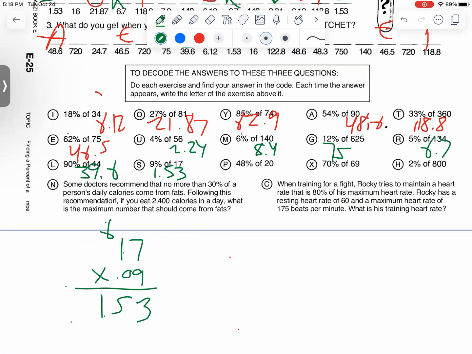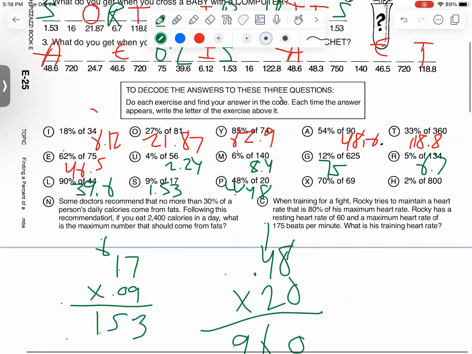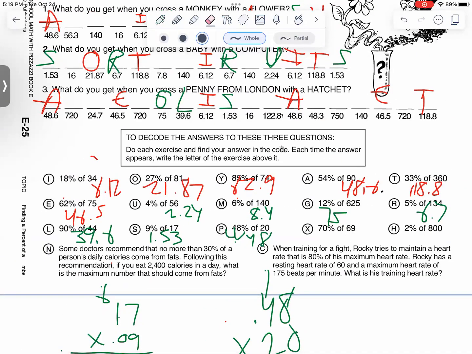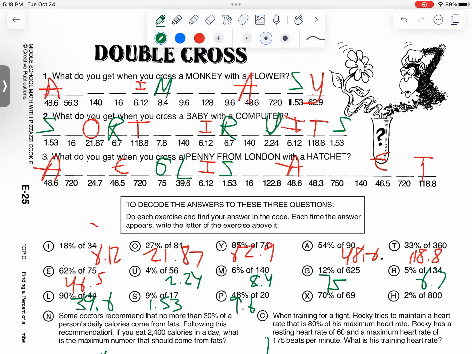Next one, we have 48% of 20. Okay, so that's 0.48. I'm going to put the 0.48 on the top because then that gives me only one row of multiply. So then that's 0, 16, and 9. 2 decimal places in the problem, so 2 in the answer. So that's 9.6. 9.60 or 9.6. So that's your P right there. P. P. And that appears to be it.